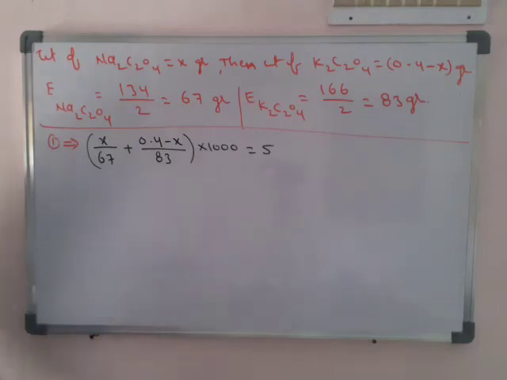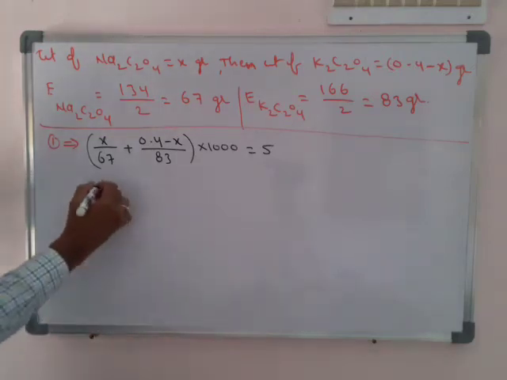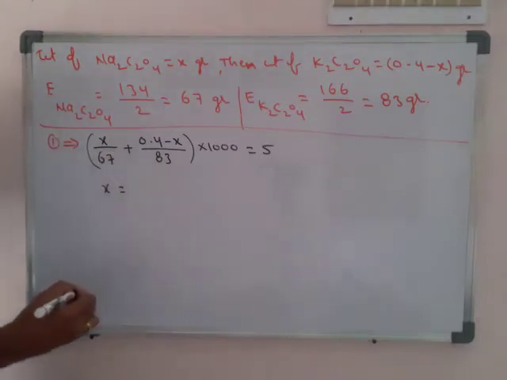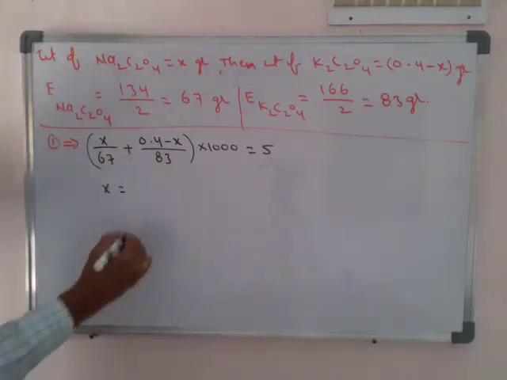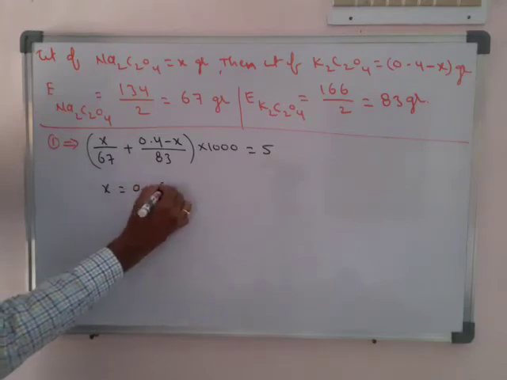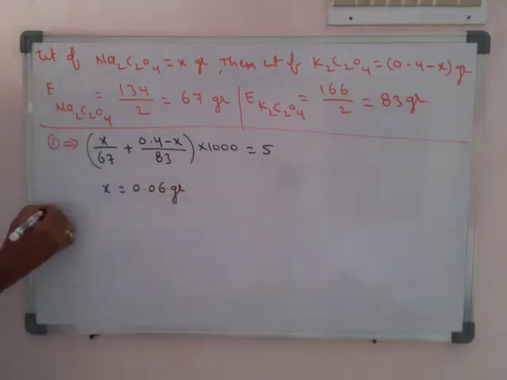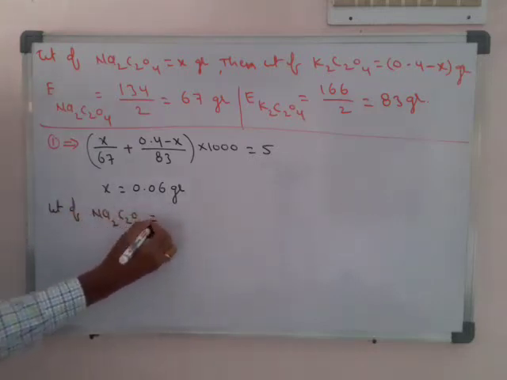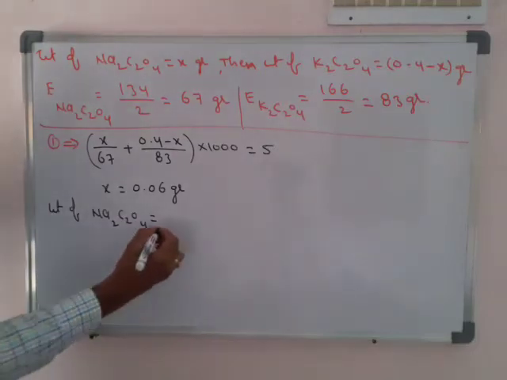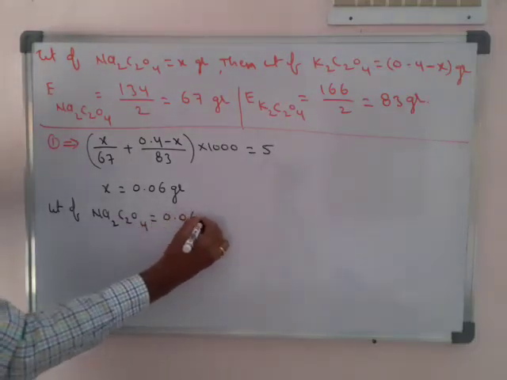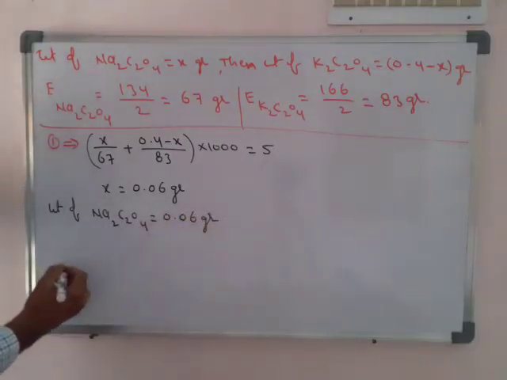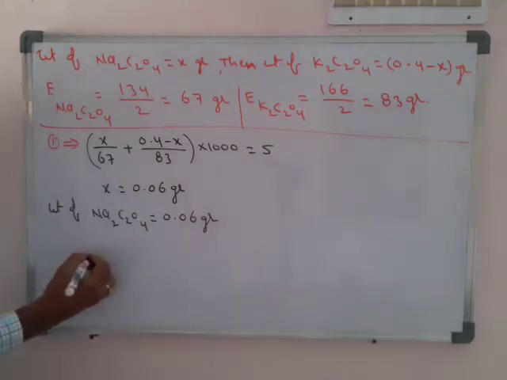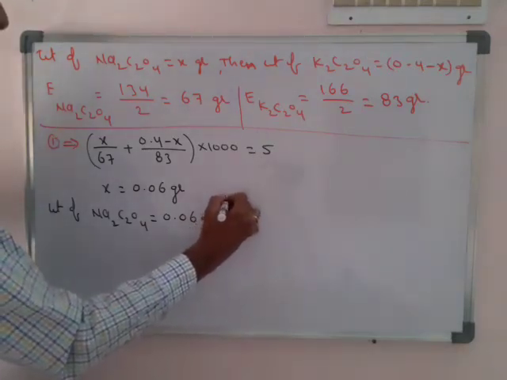On the calculation we will get x equals, on overall simplification you have to calculate the total thing, 0.06 gram. Therefore the sodium oxalate is equal to 0.606 gram. So that is the first. Then what about magnesium?